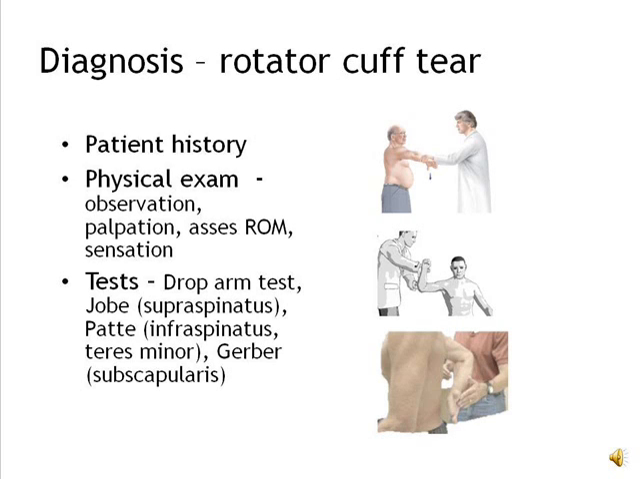Another test for this particular muscle is the Jobe test. You can see the picture here on your right, which is the first one at the very top. The Patte test is the test for the infraspinatus and teres minor muscles, which you can see in the middle. And the very last picture is the Gerber test for the subscapularis muscle.